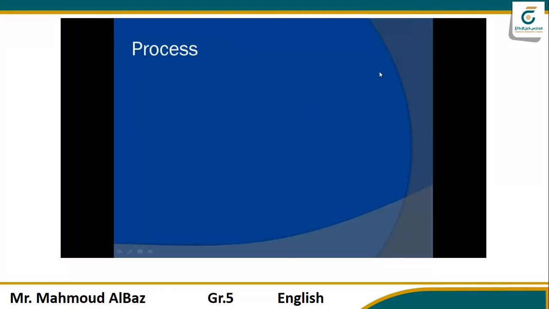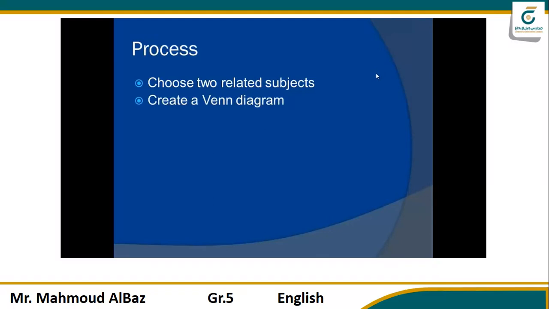So the process that you're going to follow to write one of these paragraphs. First of all, you need to choose two related subjects. Don't choose two subjects that are completely unrelated, because if you do that, it's going to be really hard to compare them. It's going to be really hard to find similarities. So choose two related subjects that you know you can find some similarities and some differences. Then plan by creating a Venn diagram. And we're going to take a look at a Venn diagram in a moment.